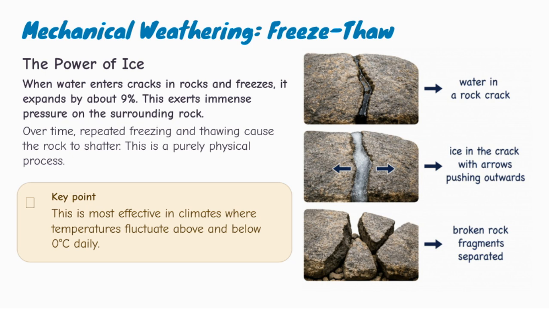If this freezing and thawing happens repeatedly, the crack becomes wider and wider. Eventually, pieces of rock can break away. Freeze-thaw weathering is most effective in places where temperatures regularly rise above and fall below 0 degrees Celsius. This is why the process is common in cold or upland environments, and it can also affect exposed coastal cliffs during colder weather. The key idea is, freeze-thaw weakens cliffs by widening cracks over time.